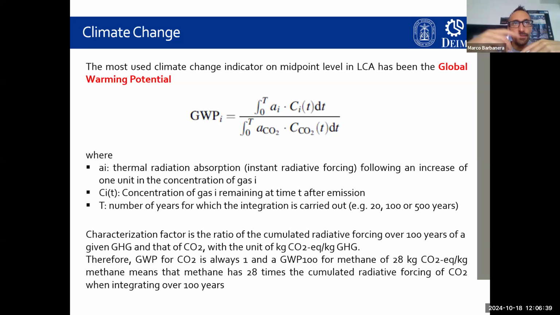So if we open the SimaPro software and analyze the climate change impact category inside an impact assessment method, we can find that we have three different options for climate change: climate change at 20 years, climate change at 100 years, and climate change at 500 years.